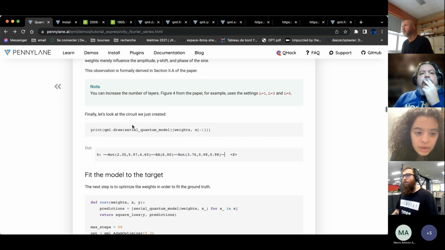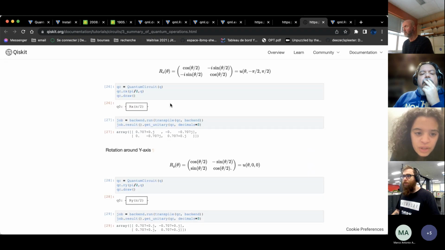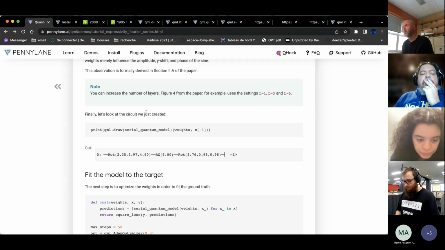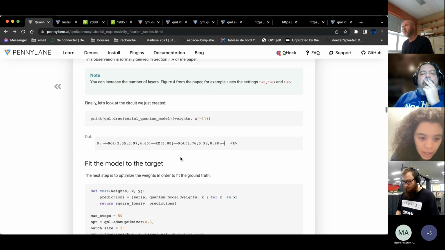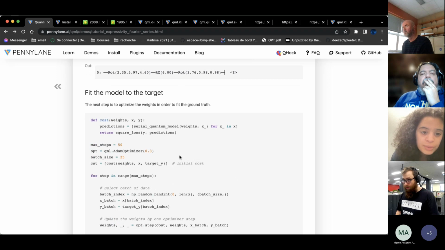And then later on, as we saw here, they use QML.draw. As you could have noticed, we actually use that draw too in Qiskit with your quantum circuit. It gives something that is a bit more user-friendly because I find it a lot easier to read. So you could see if your quantum model gives the same thing. And then for the optimizer and stuff, you could look into Qiskit tutorials for that.